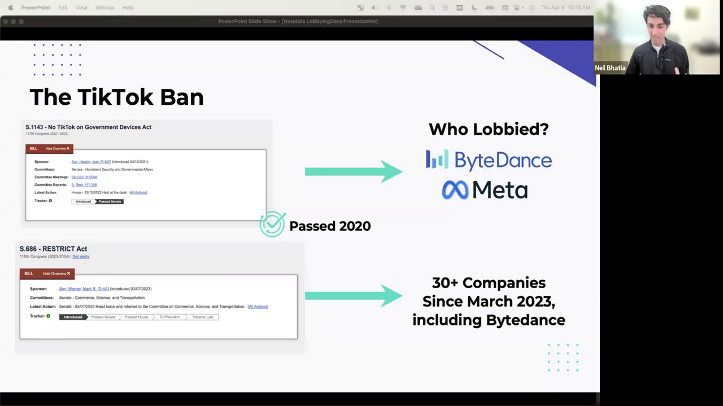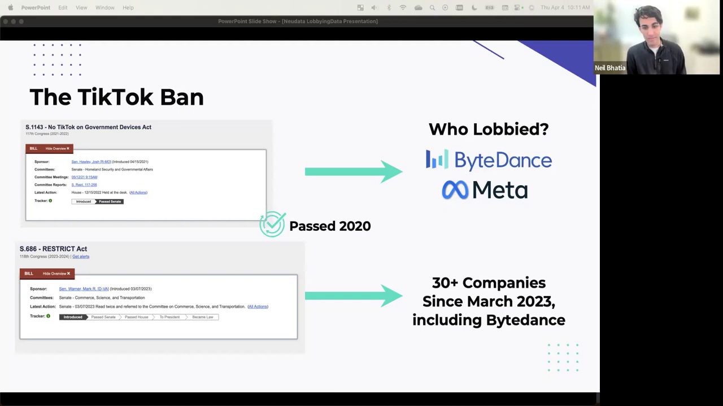So the TikTok ban, it's coming back, but this is in 2020. It all started around then. There was an act called the No TikTok on Government Devices Act. That was introduced and later included in a larger bill called the Consolidated Appropriations Act. So it would essentially ban TikTok on any federal government device, which was passed.